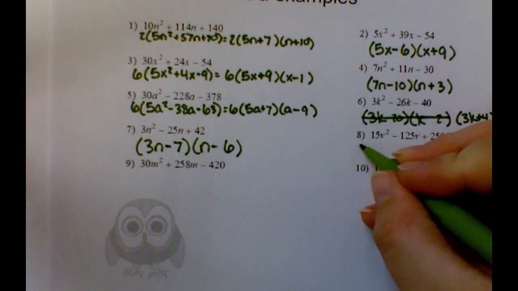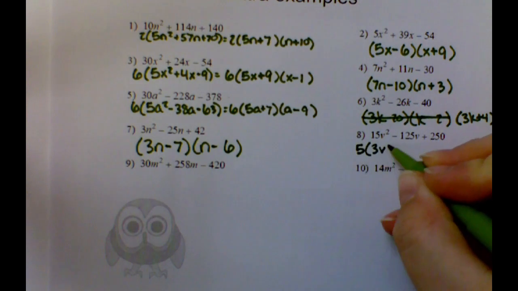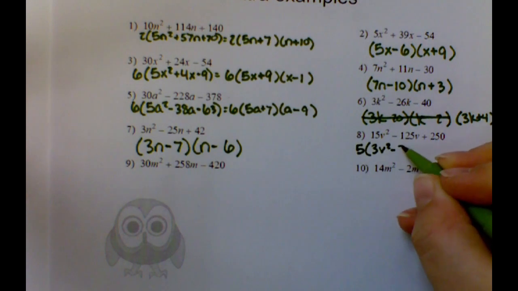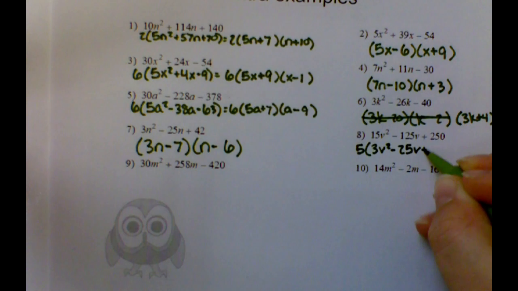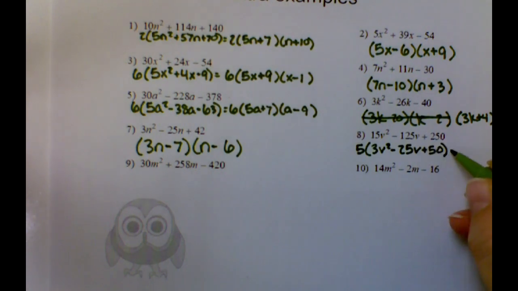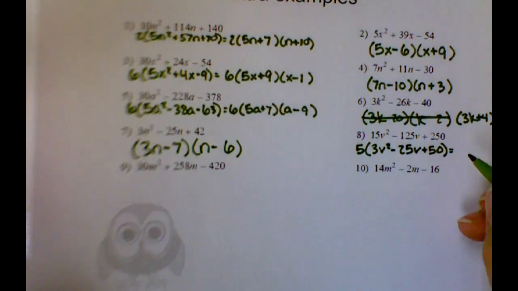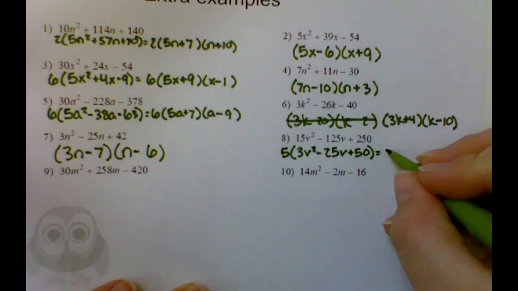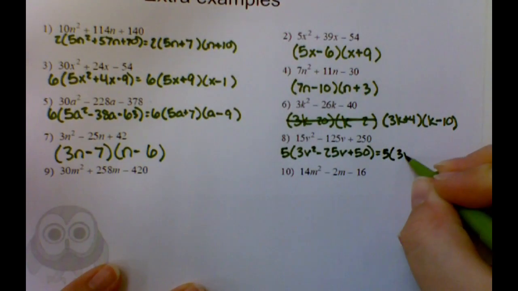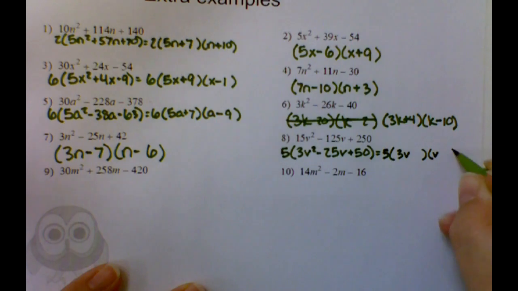For number 8, we definitely have a GCF here. I'm going to take a 5 out of everything. That leaves me 3v squared minus 25v plus 50. And then we do our second step of factoring. My 5 hangs out front. 3v squared breaks apart into 3v and v.